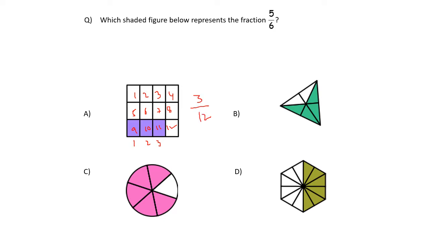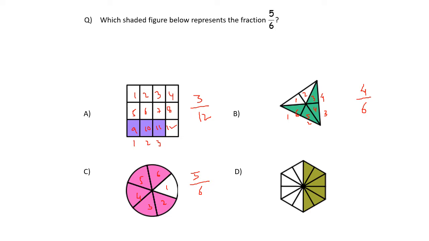Now come to the next diagram, that is option B. The total number of triangles is 1, 2, 3, 4, 5, 6. Out of them 4 are shaded, 1, 2, 3, 4 are shaded. So the answer will be 4 over 6. Let's count in this circle, 1, 2, 3, 4, 5, 6. So out of that 5 are shaded. So the answer is 5 over 6. I think that is my answer.